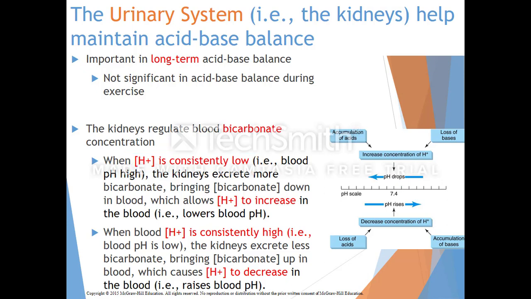On the flip side, when the concentration of hydrogen ions in your blood is consistently too high, your kidneys are going to start to excrete less bicarbonate. If you release less bicarbonate into your urine, that's going to allow bicarbonate concentrations to drift up, and those bicarbonate molecules in the blood are going to react with or bind with hydrogen ions, essentially neutralizing them, and that's going to cause the hydrogen ion concentration in the blood to decrease, or effectively raise blood pH.